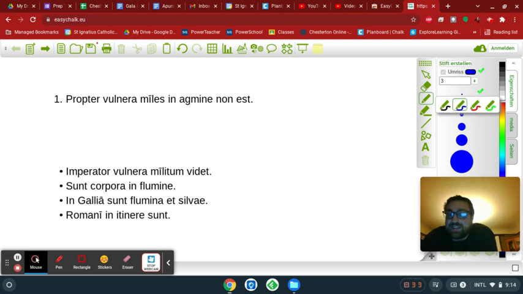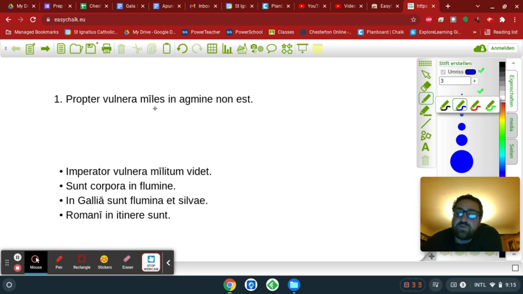And so there are 10 sentences in this exercise, and this exercise is just meant to get you used to using the different endings for third declension neuters, and then using these words alongside other third declension words, and also nouns of the first and second declensions too. So we're going to, again, just kind of be putting it all together here. Okay, so the first sentence goes, propter vulnera miles in agmine non est.